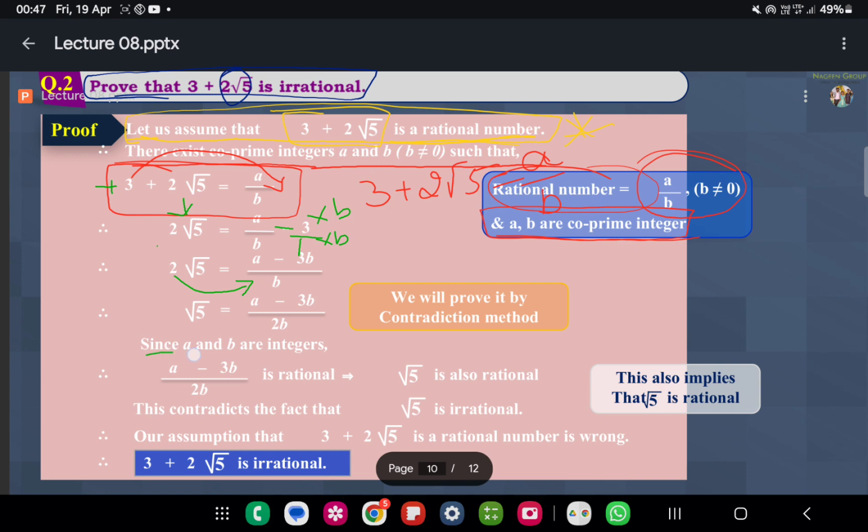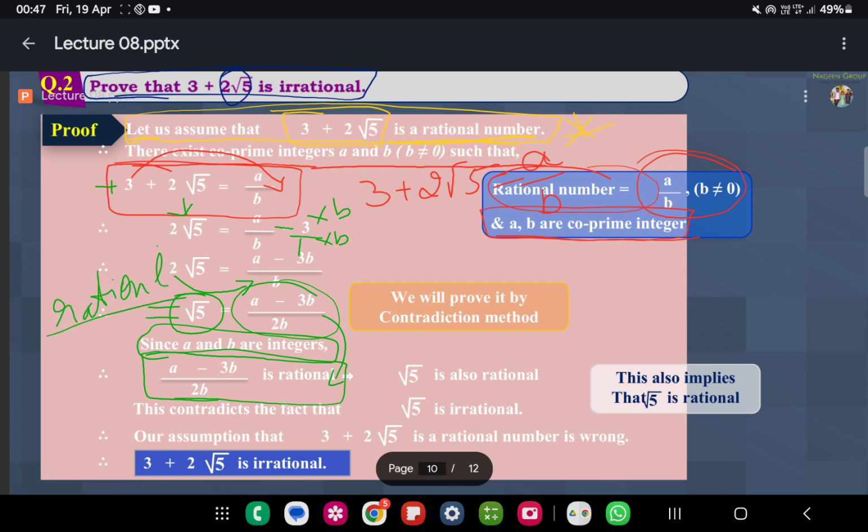Since a and b are integers, a minus 3b is an integer, so a minus 3b divided by 2b is rational. We have taken that a minus 3b divided by 2b is rational because of this, and this is important. We have to mention that. Here, a minus 3b divided by 2b equals root 5, which would have to be rational.